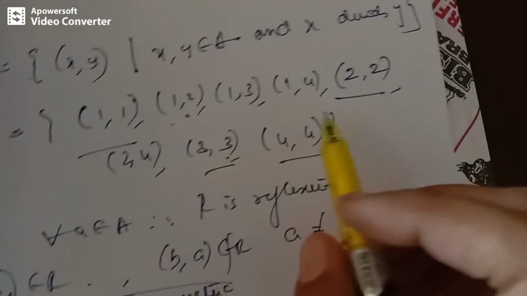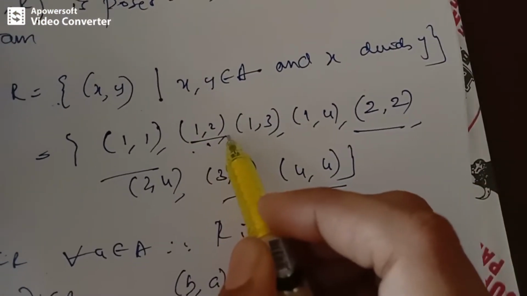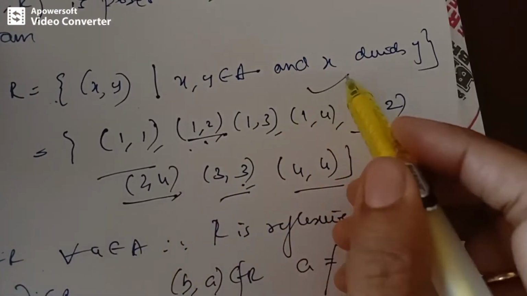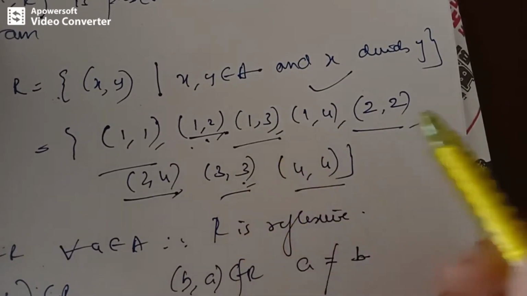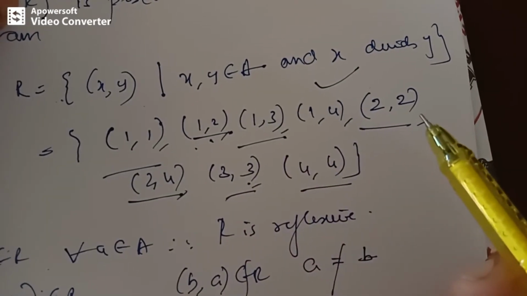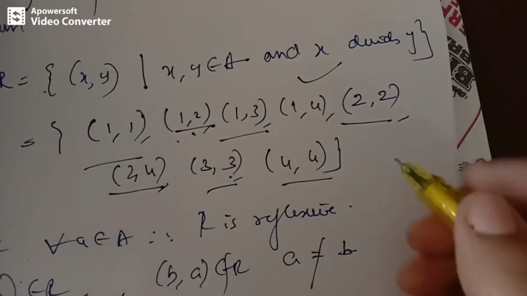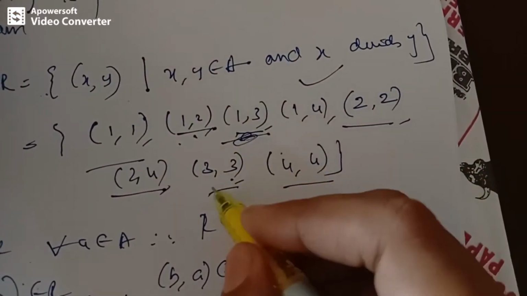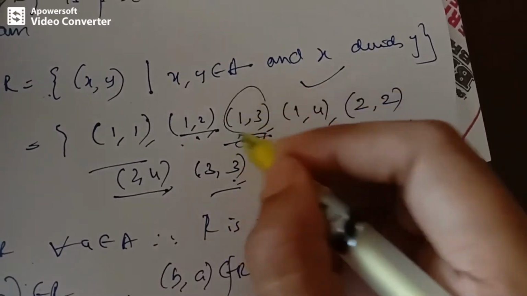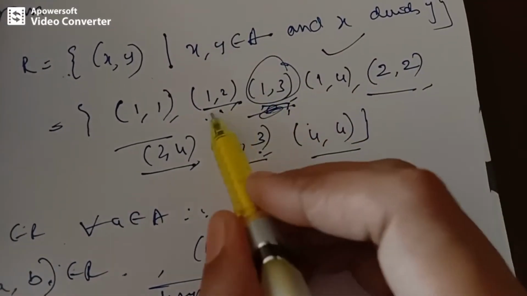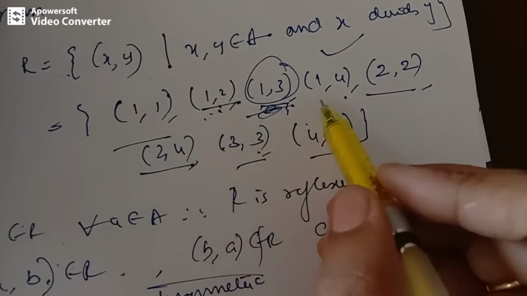Next, coming to the transitive property. So (1, 2) belongs to R, (2, 4) belongs to R, (1, 4) belongs to R, (1, 3) belongs to R. I think only these many pairs we have to verify for the transitive property. We need to have (a, b) and then again (b, c), but that is not there for this particular element. However, for one particular element we find that the transitive property can be proved.